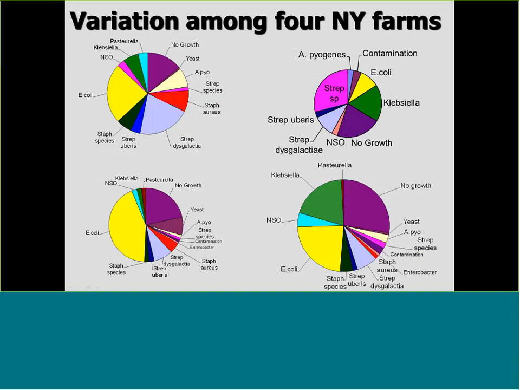However, this dairy has a lot of Klebsiella. This dairy has a lot of Klebsiella. These 2 dairies have very little Klebsiella. This dairy doesn't have much E. coli. These 3 dairies have lots of E. coli. This dairy has lots of Strep dysgalactiae. This dairy has relatively little Strep dysgalactiae. So as you can see, there are some similarities, but more differences among these herds.